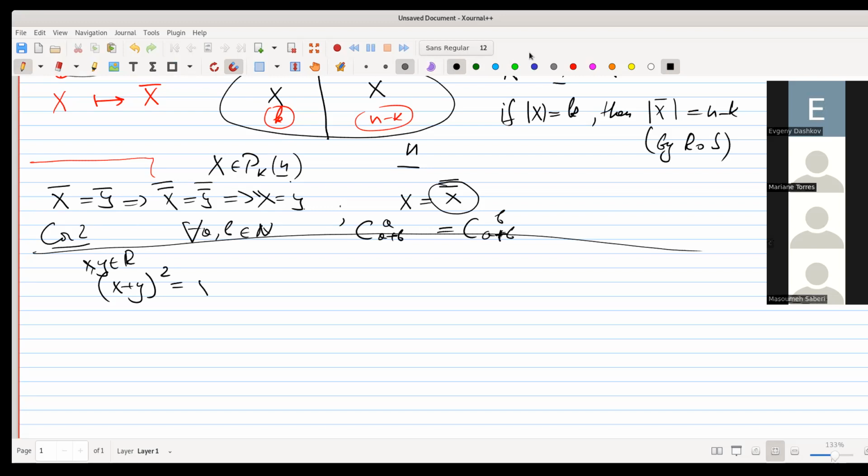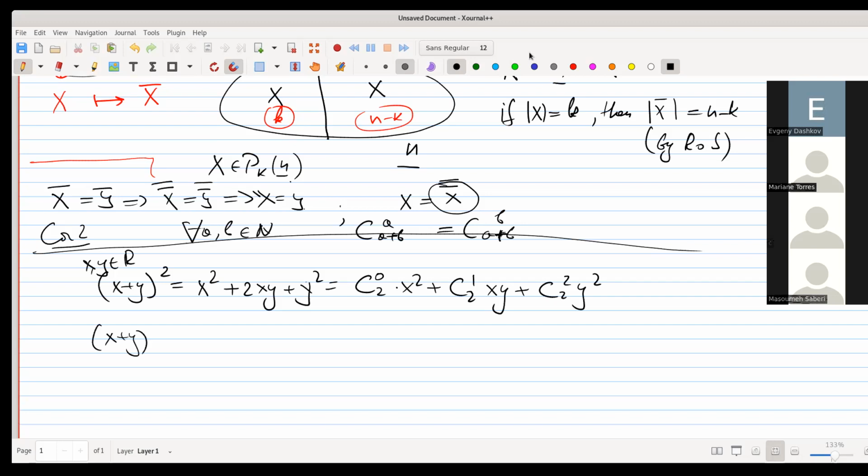Square plus 2xy plus y squared. But look, here we have 2 choose 0, that is 1. Here we have 2 choose 1, and here we have 2 choose 2. Probably this is just a coincidence.